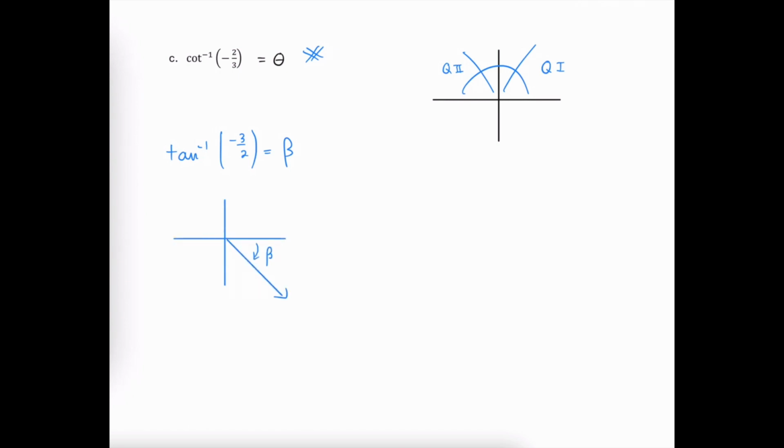And that beta is even going to be measured with a negative value. The angle that we're after, theta, having a negative cotangent, would be an angle in the second quadrant. And so we're going to have to do something different here in order to find it.